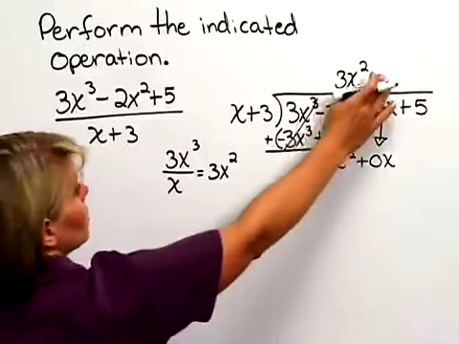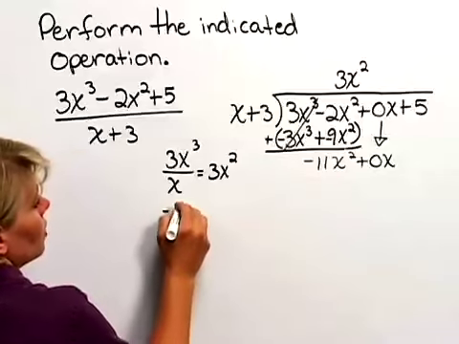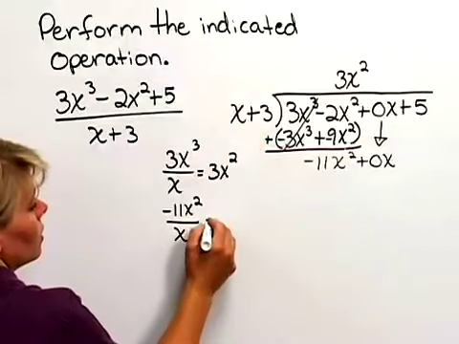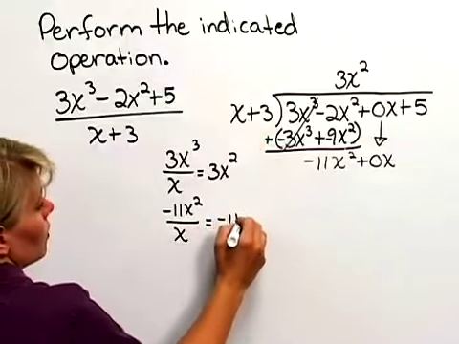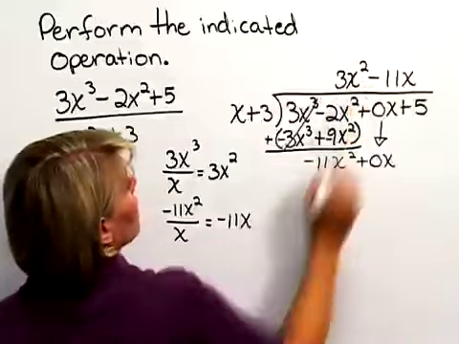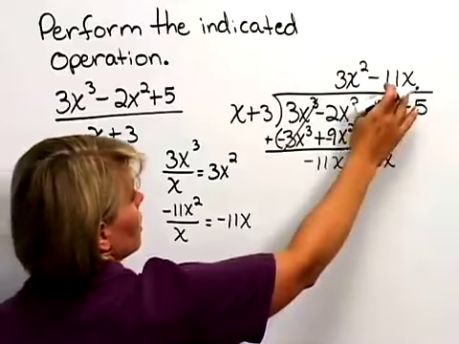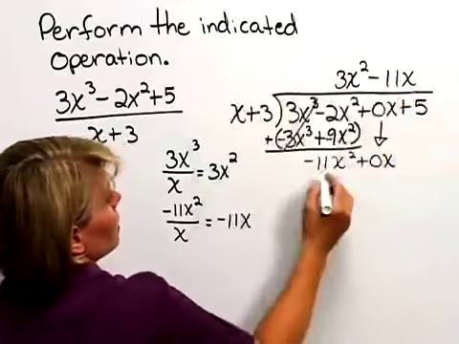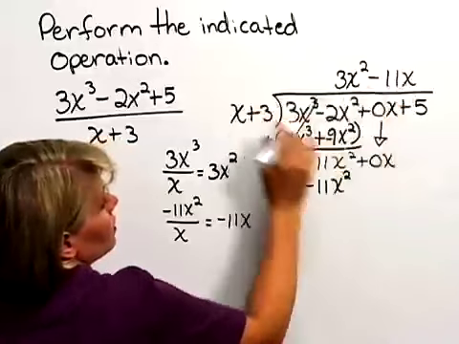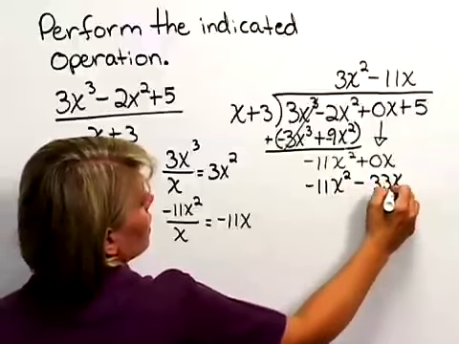Now we need to figure out what to put up for our next term up here. So we take the negative 11x squared and divide it by the x out front, which is negative 11x. So we have negative 11x as our next term up there. Distributing, our negative 11x times x is negative 11x squared. Negative 11x times 3 is negative 33x.